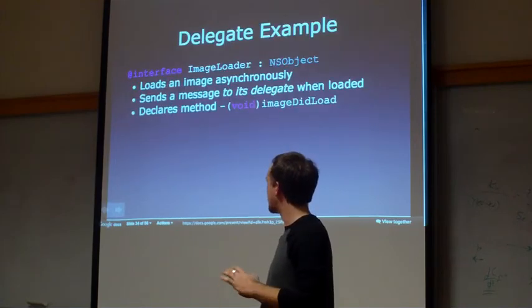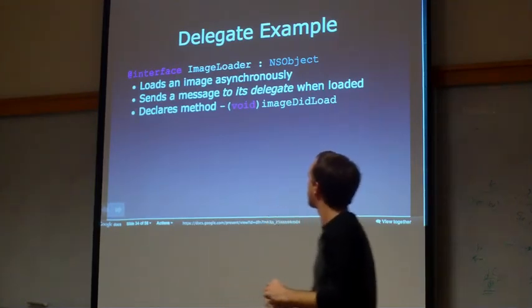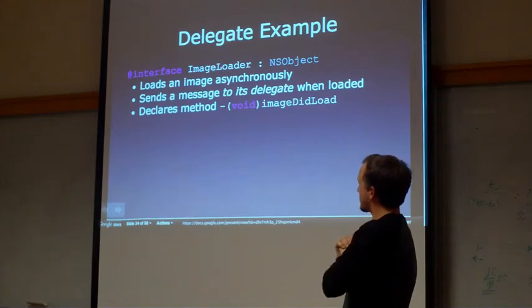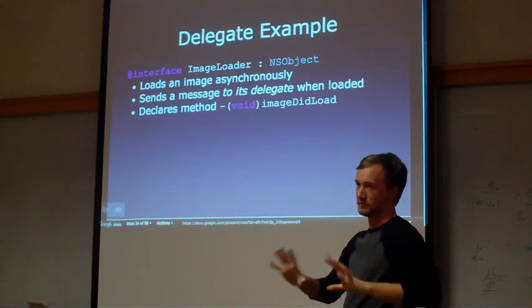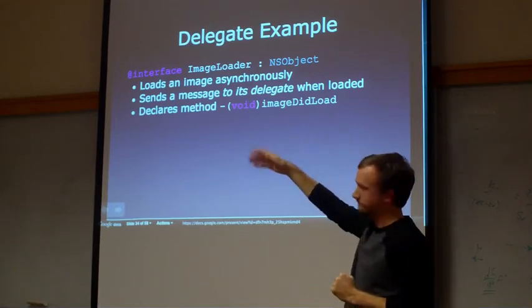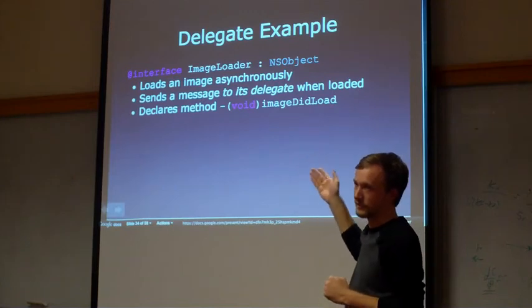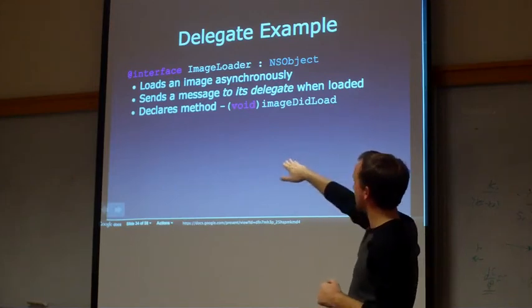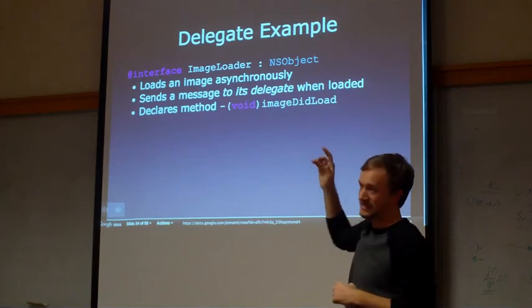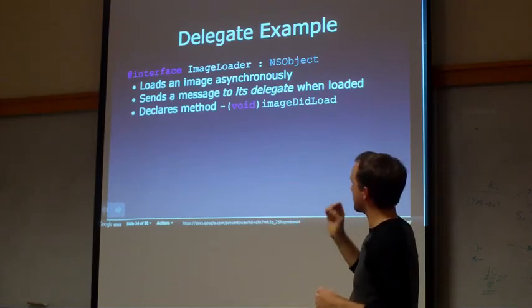Okay? So our delegates. It's kind of a weird, fuzzy, gray area. So this is kind of an example that I wrote, and I hope it's clear enough. If you guys have any questions, please raise your hand. So we make an object, ImageLoader. It's going to load an image asynchronously. It's going to send a message to its delegate when it's finished loading its image. And it declares a method, imageDidLoad. It does not define the message, imageDidLoad. It only declares it.